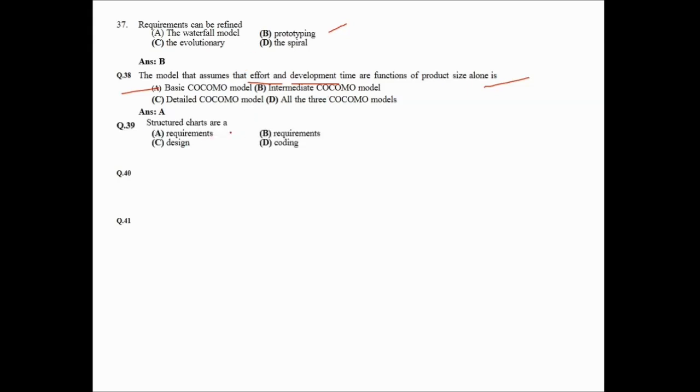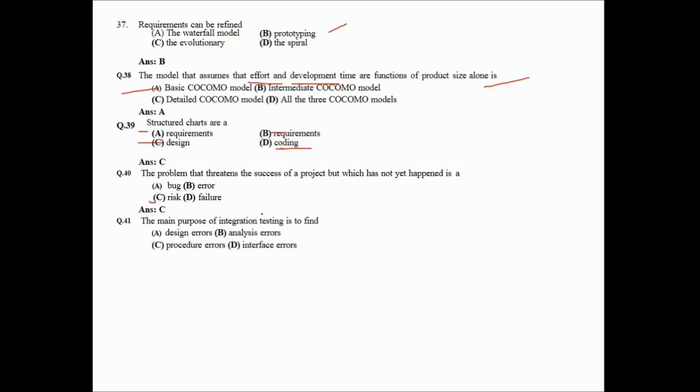So structure charts are requirements, design, or coding? The answer is design. The structure charts are a design. The problem that threatens the success of a project, but which has not yet happened, is what? Is it a bug, error, or risk of failure? It is actually the risk, because it has not happened, but you know that it may happen, or it may not happen at all.